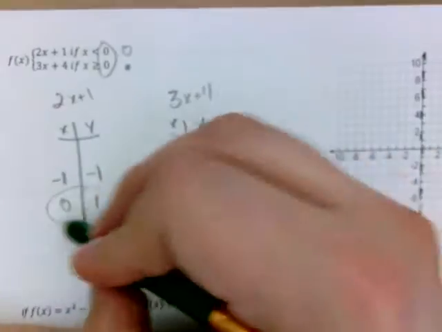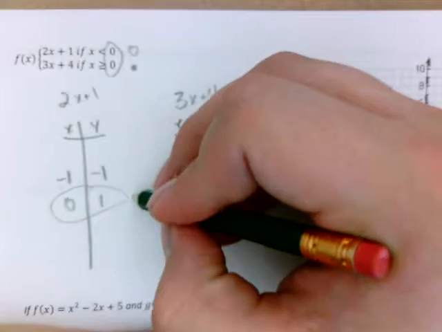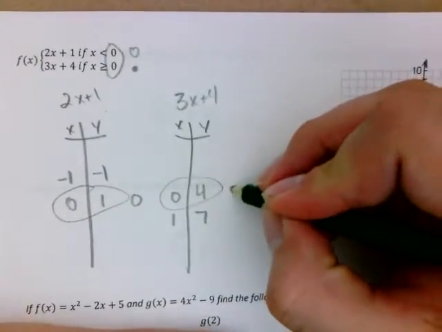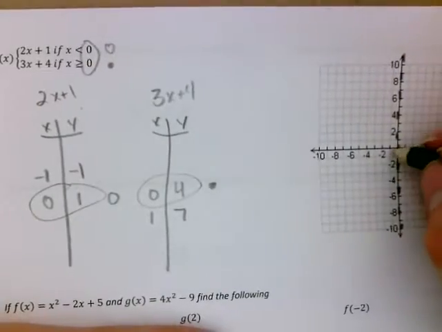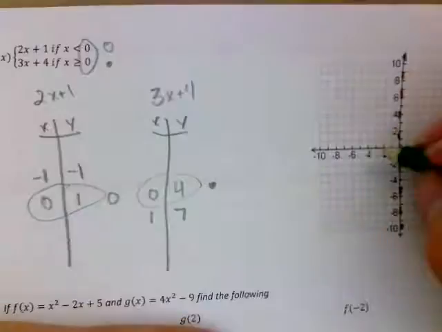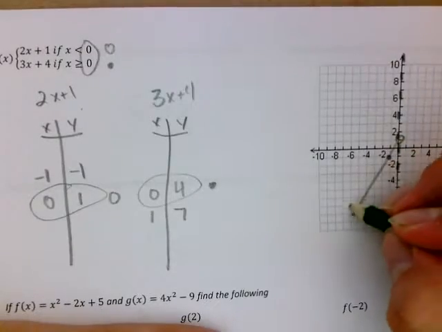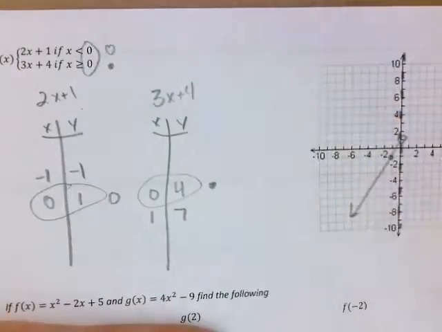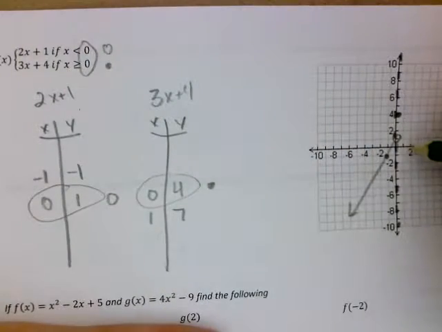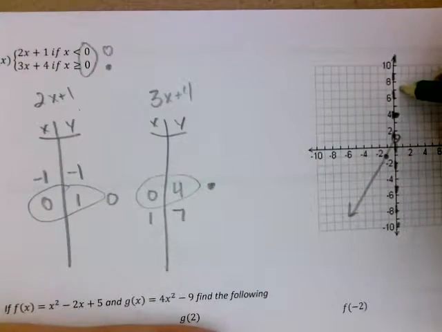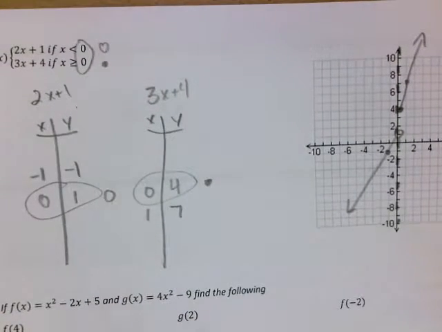At this point and this point, we got the special things. So this one's going to be an open circle, this one's going to be a closed circle. Let's first graph -1, -1, that's right here. 0, 1, open circle, connect the two, remember it cannot cross the line. 0, 4, closed circle. 1, 7, closed circle, connect, line.